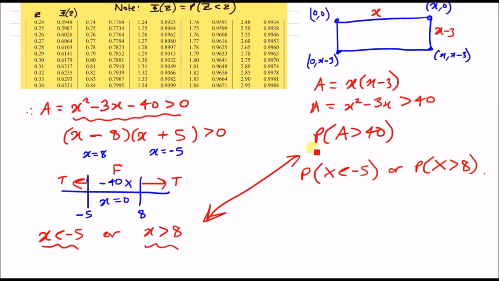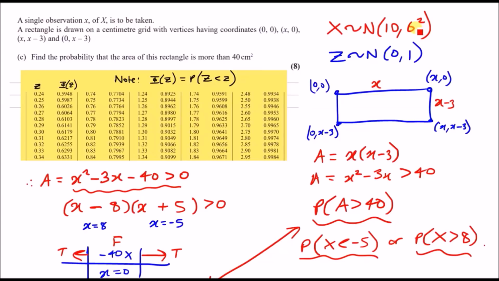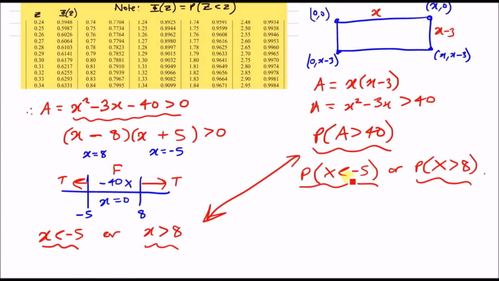Okay, so this is where we are. Now, evaluating this is no problem. This is, again, straight up normal distribution. We can do this because we know what the normal variable is. The mean is 10 and the standard deviation is 6. So let's go ahead and expand them both step by step here.